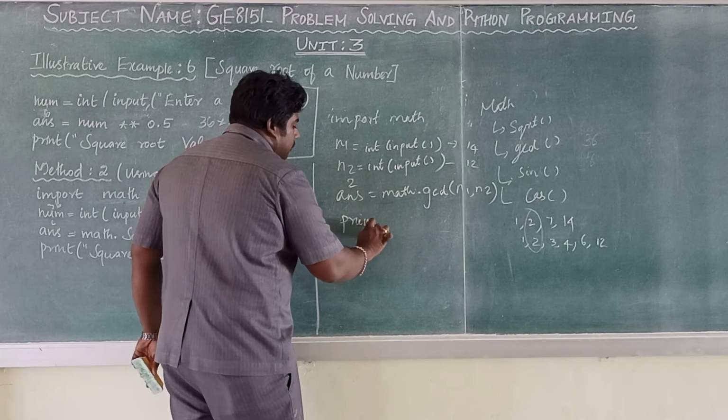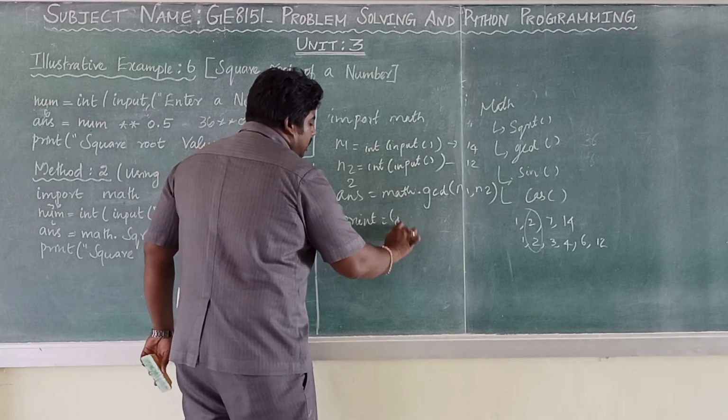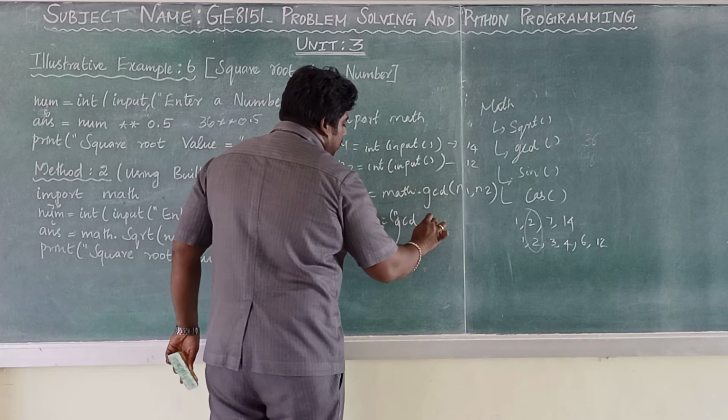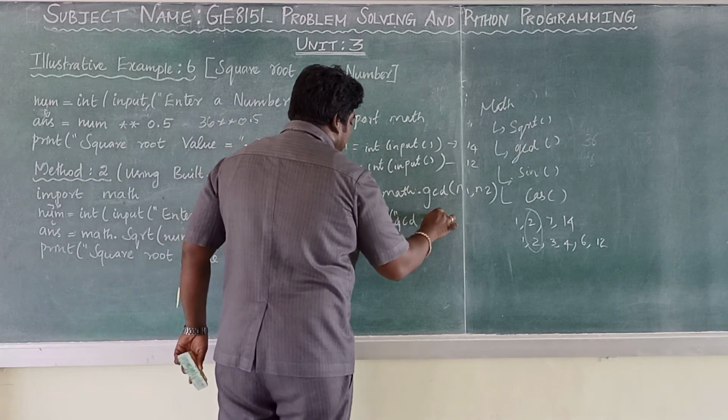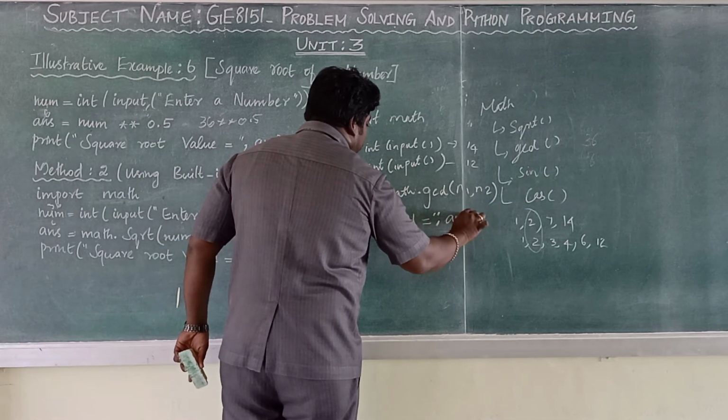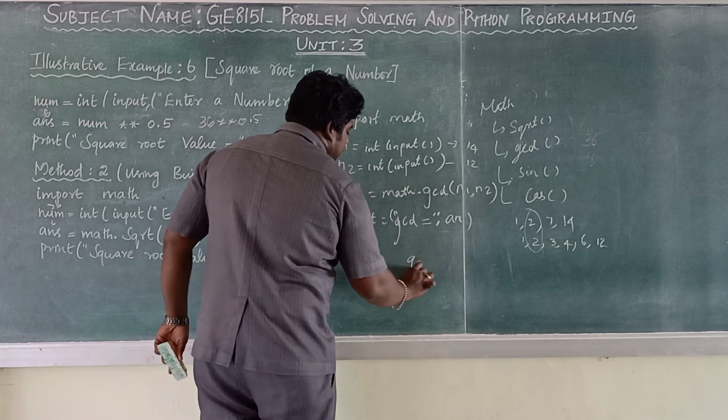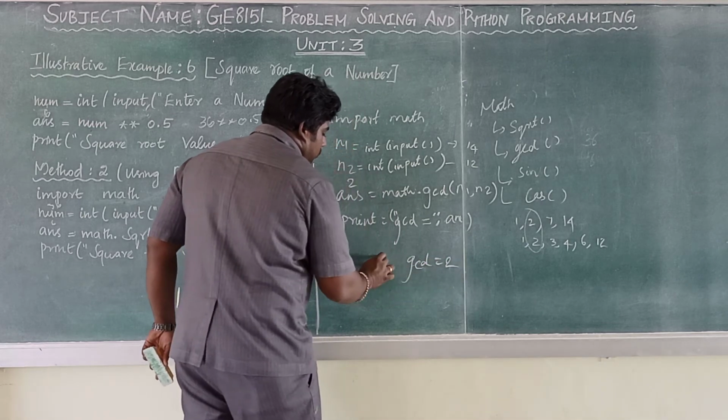Print your answer: in the double quotes, GCD equal to, then ans. So what's your output? Your output will be GCD equal to 2.